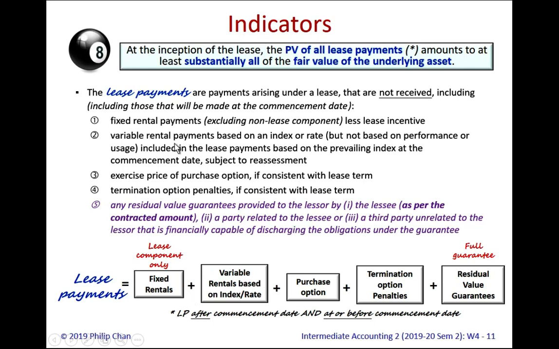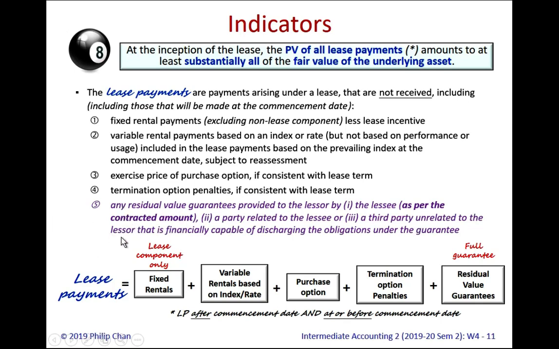any variable rental payment based on an index rather than based on performance, right? Which we've covered in week 3. And if there is any purchase option and it is likely that the lessee would exercise it, then the exercise price should be included. Termination option penalty may be included as well. And any RVG provided to the lessor by the lessee as per contract.